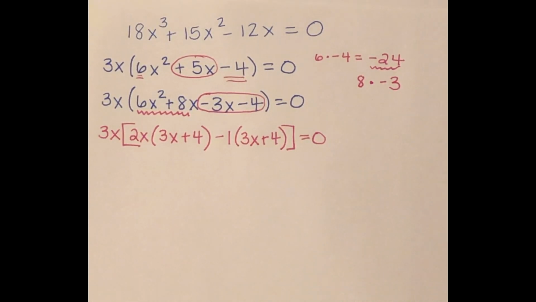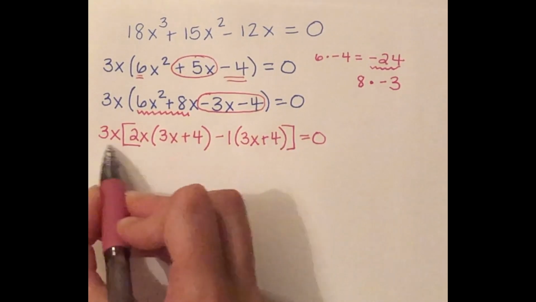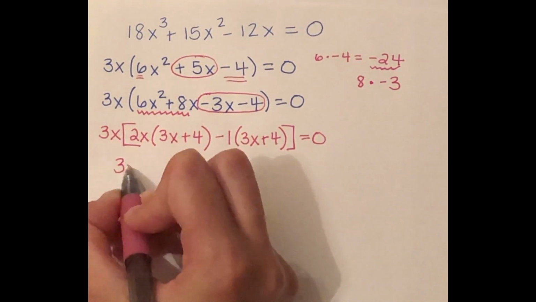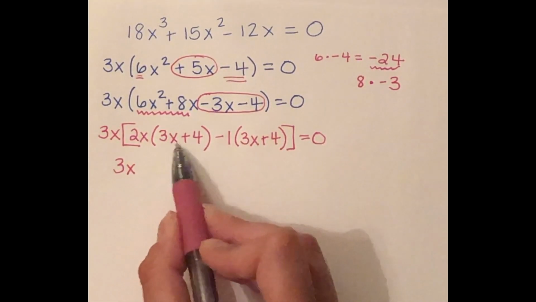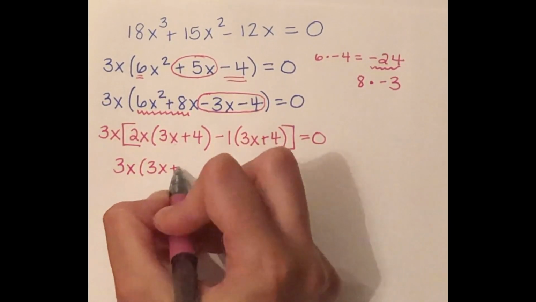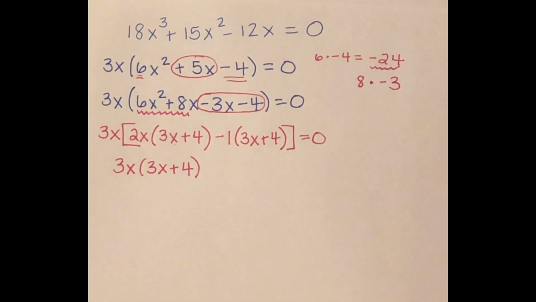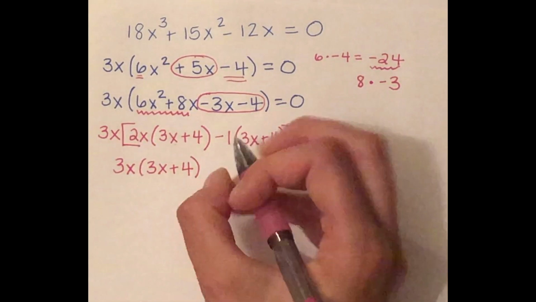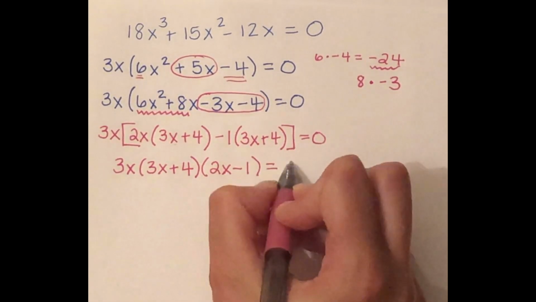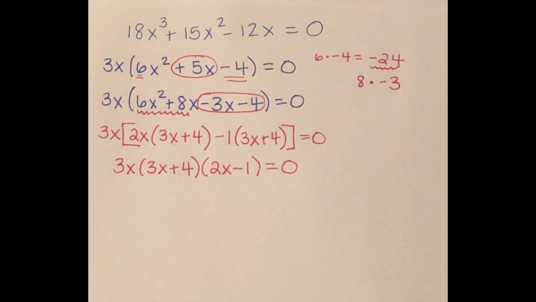So now we're going to rewrite this entire polynomial. So again, making sure that I don't lose that GCF of 3x, that's going to come down. And we have our parentheses that are the same, so those get written 3x plus 4. And then the leftover terms, 2x minus 1. And not forgetting to set it equal to 0. Whew, all right, it's factored. Now we can go ahead and find our roots.